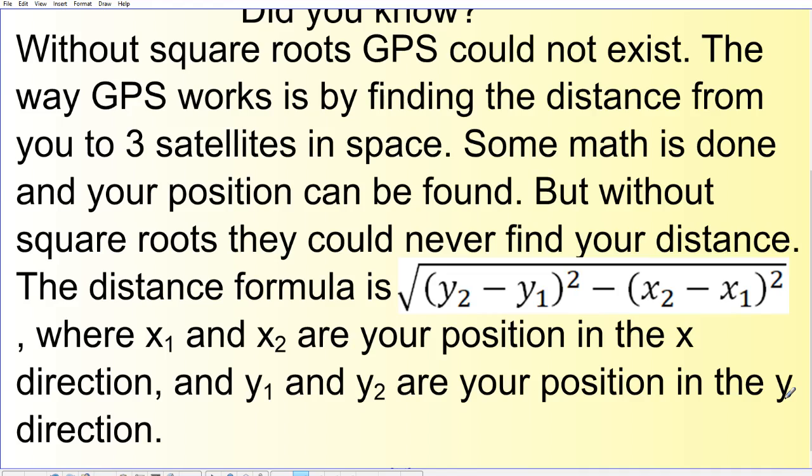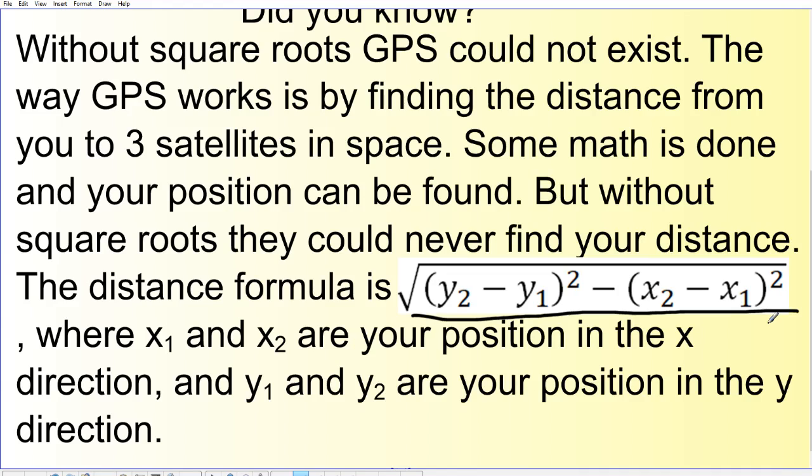And without square roots, they cannot find the distance because there's actually a formula called the distance formula. And it looks like this. Now, this formula will find the distance in a two-dimensional plane, but it can be extended to 3 dimensions, like our real life: up, down, left, right, forward, backwards. It can be extended to 3 dimensions very easily, and it still uses square roots.